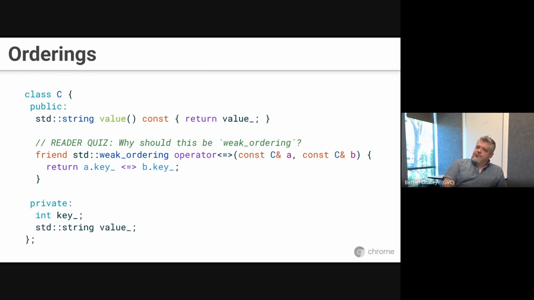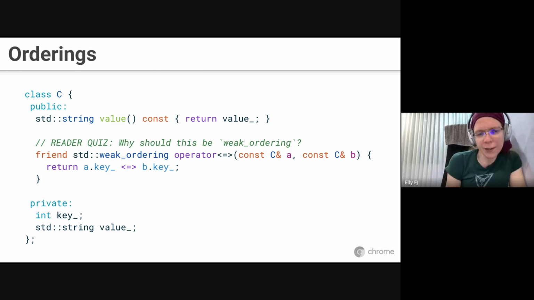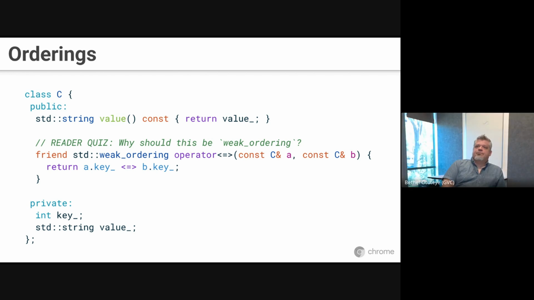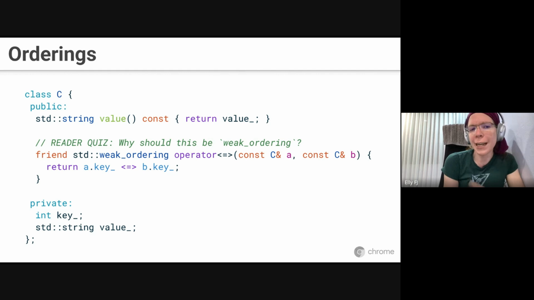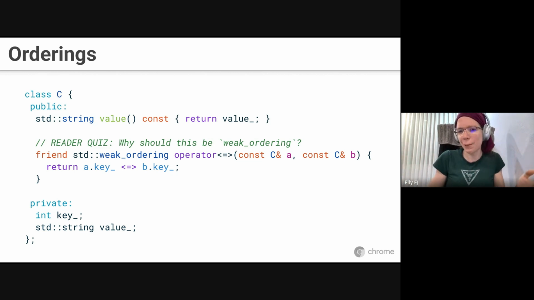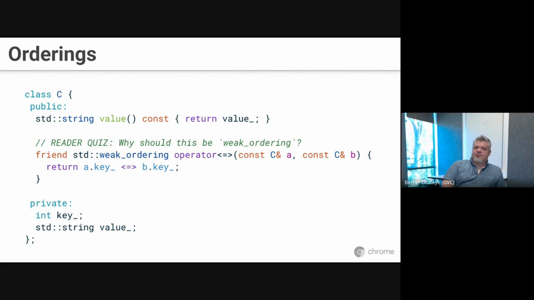Yes, Ellie. Suppose this value method didn't exist, and I had written this using a strong ordering because my instances of C were not distinguishable using any public const method, right? Correct. So suppose I did that. Then later on, I add this value method, and I now have instances of C that are distinguishable using a public const method, but I still have accidentally defined the spaceship operator as returning a strong ordering. What happens to me?